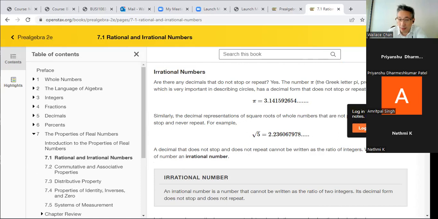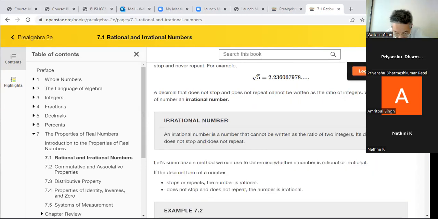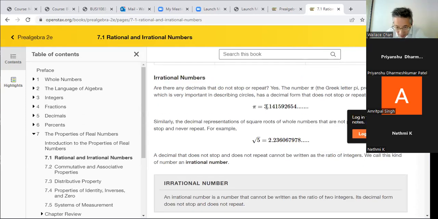For example, the number 1/3. Does anyone know what the decimal form of 1/3 is? It is 0.333 repeating. Even though that number doesn't stop, it's still considered a rational number because there's a repeating pattern. But if you look at pi, it just keeps going and you don't see any pattern: 141592654, blah, blah, blah. That's what we call an irrational number. So 1/3 or 2/3, even though repeating, are rational.